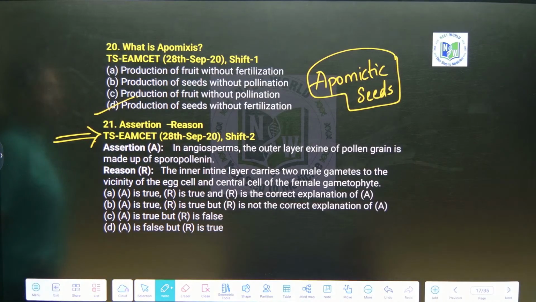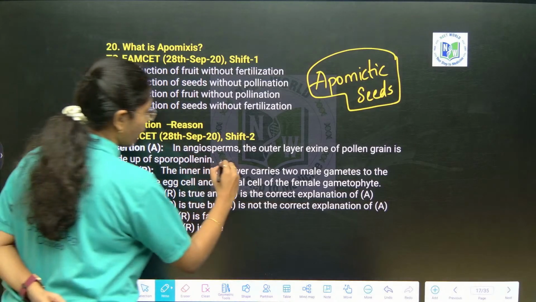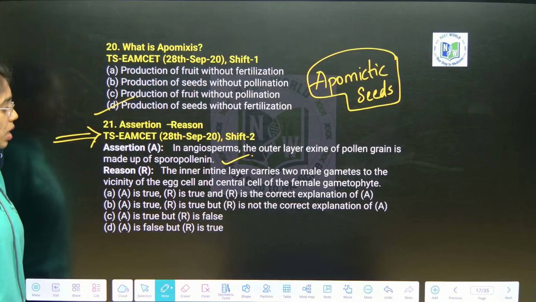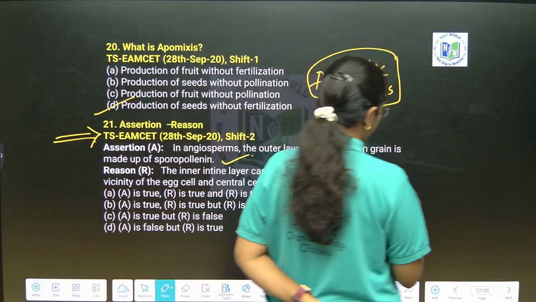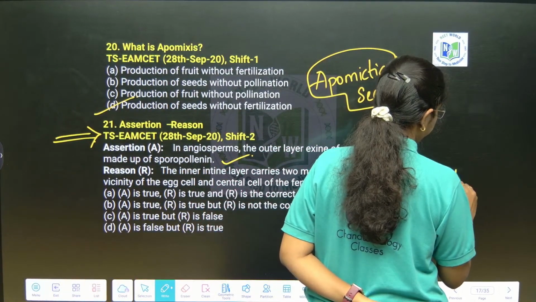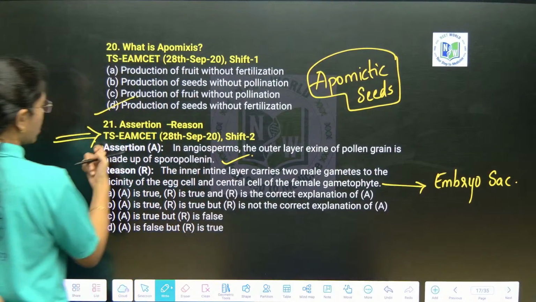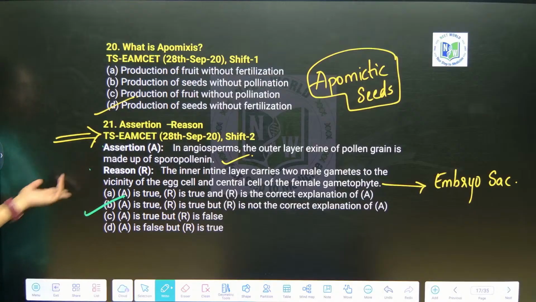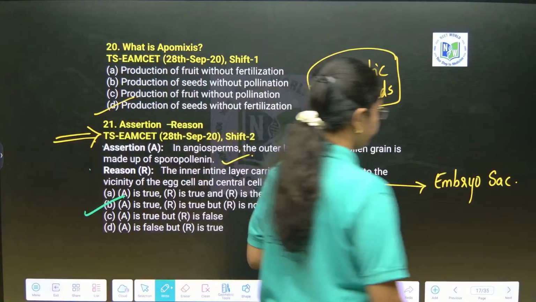In the assertion you see, in angiosperms the outer layer exine of pollen grain is made up of what? Sporopollenin. The inner intine layer carries 2 male gametes to the vicinity of the egg cell and the central cell of the female gametophyte. Female gametophyte here is what? Embryo sac. Fine, right. So, here assertion and reason both are true, but nowhere is it the correct explanation, nowhere is it explaining the sporopollenin composition in the pollen grain. There are 2 distinct unique points. So, here the option will be B.